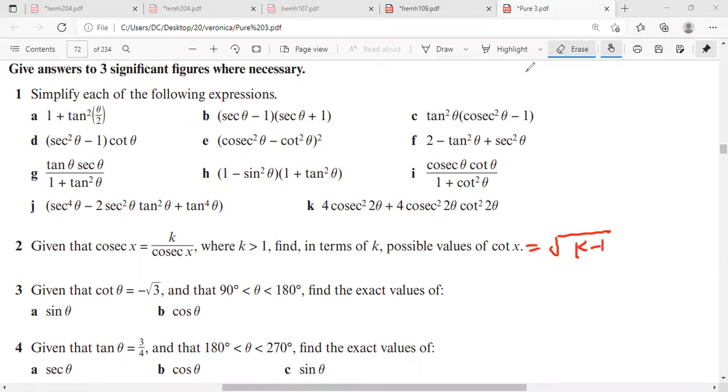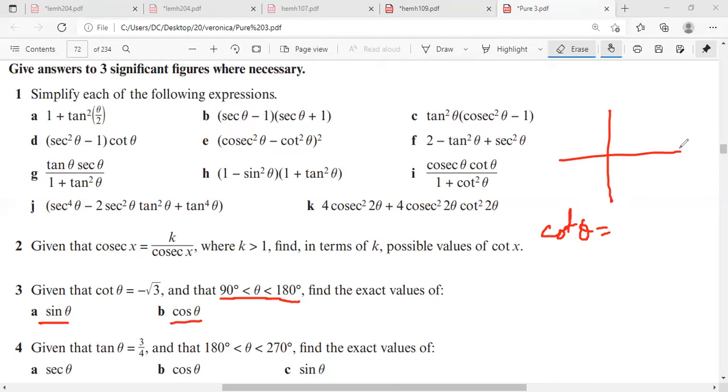The next one: given cot theta is equal to minus root 3 and 90 less than theta less than 180. If cot theta is minus root 3 and it is in the second quadrant, see 90 and 180, what should be theta? Find the exact values of sine theta and cos theta. So let's see, cot theta in the second quadrant, and cot theta is equal to minus root 3. Can you find theta from there? Cot theta, I think you can see the PDF.